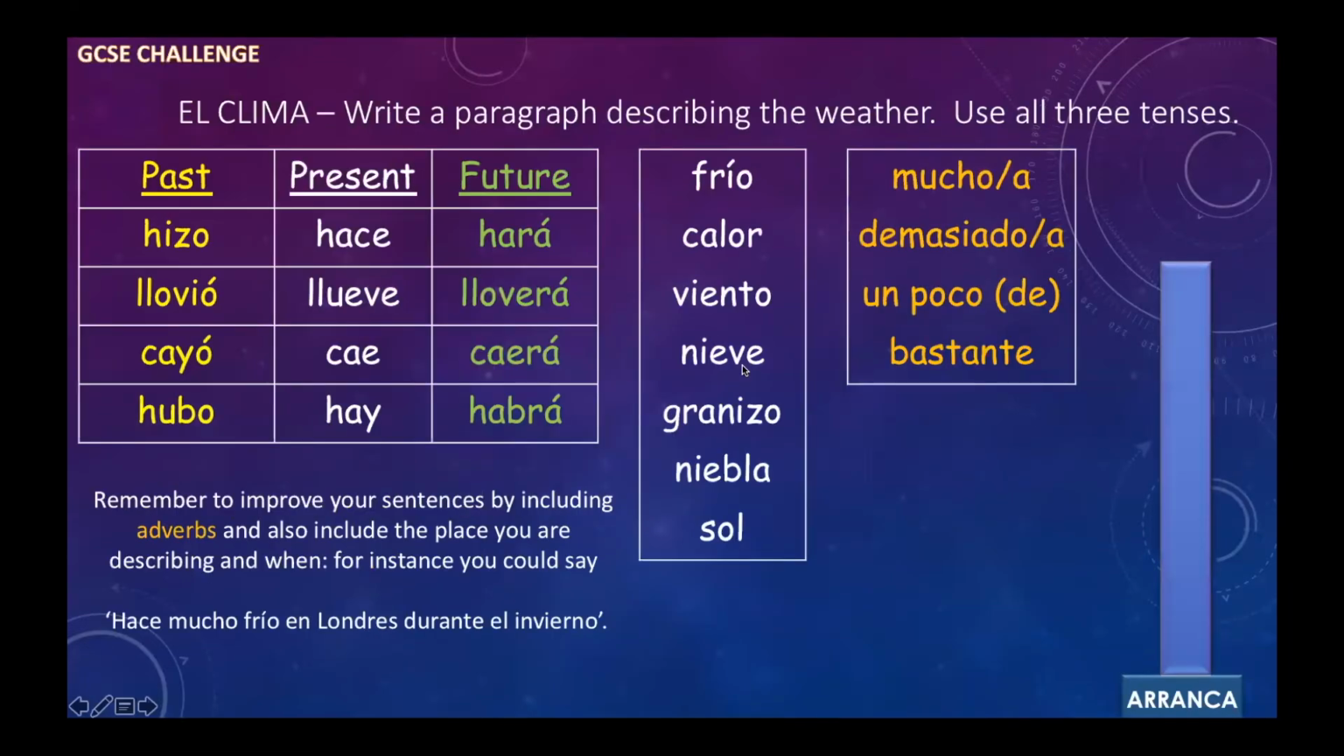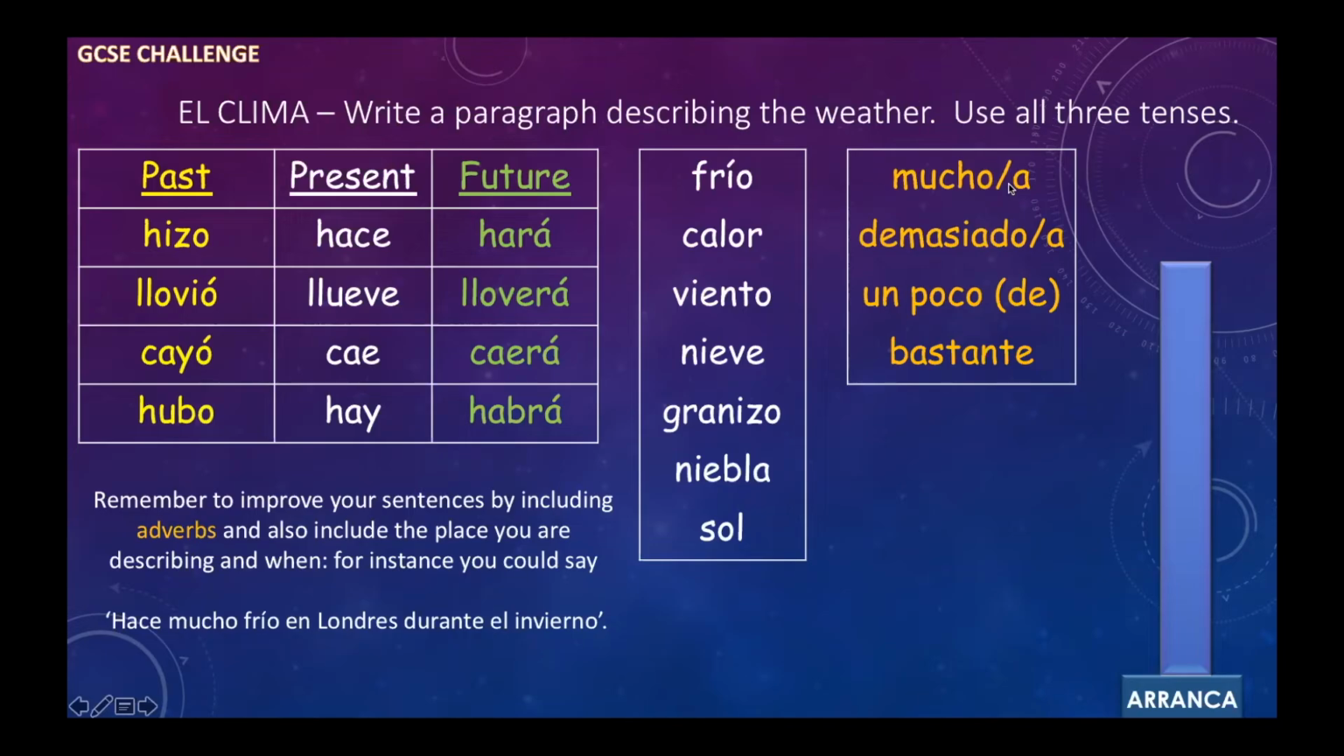Right. Our GCSE challenge is really important. We need to write a paragraph describing the weather, and we are going to use all three tenses, which are past, present, and future. We also have the different options that we can use with all of them. And although they are in white, feel free to use them in past or future as well. And also try to include one of these emphasizing words like mucho, un poco de, bastante.